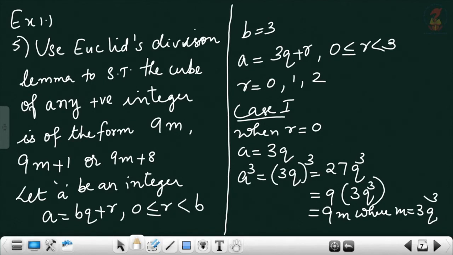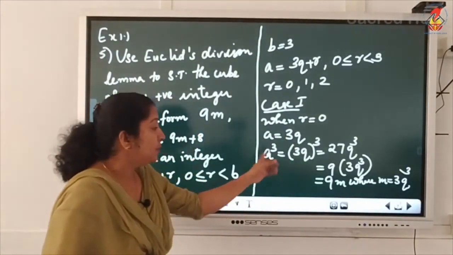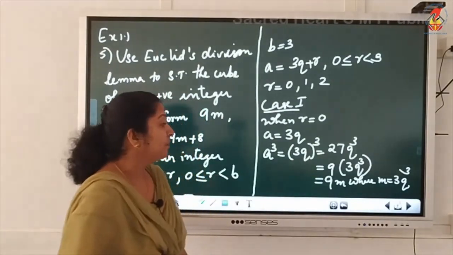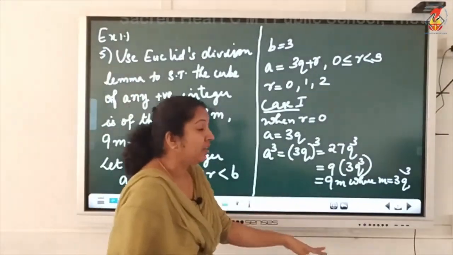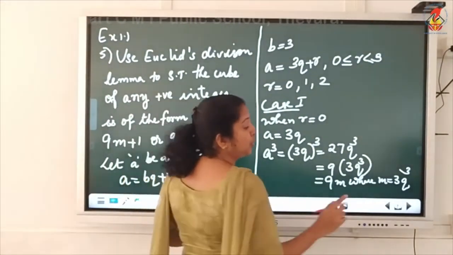So, we are proving this for the cube of a positive integer. So, a is equal to 3q, a cube is equal to 3q whole cube, which is equal to 27q cube, which is equal to 9 into 3q cube, which we can write as 9m, where m is equal to 3q cube.